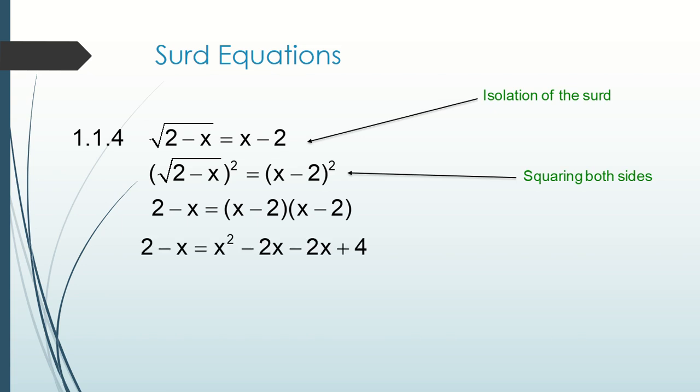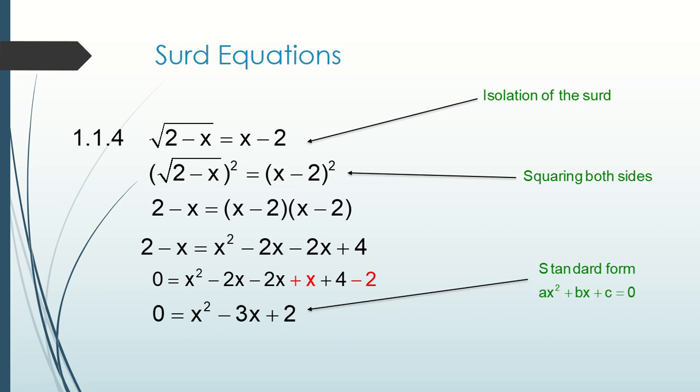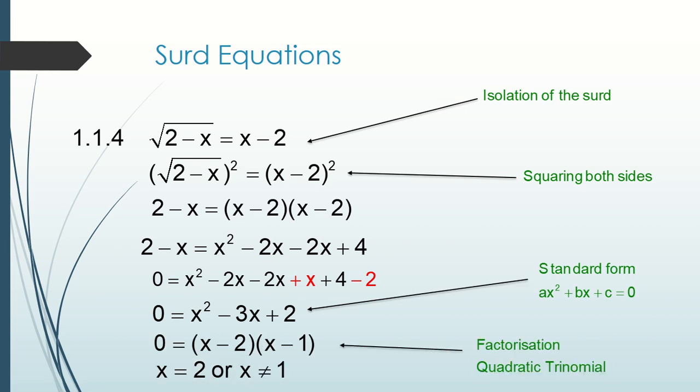So we simplify further, and then we transpose x. So now it's positive. 2, which was positive, is now negative, and we achieve our standard form. Once we have our standard form, we can factorize, and we can find the values of x.